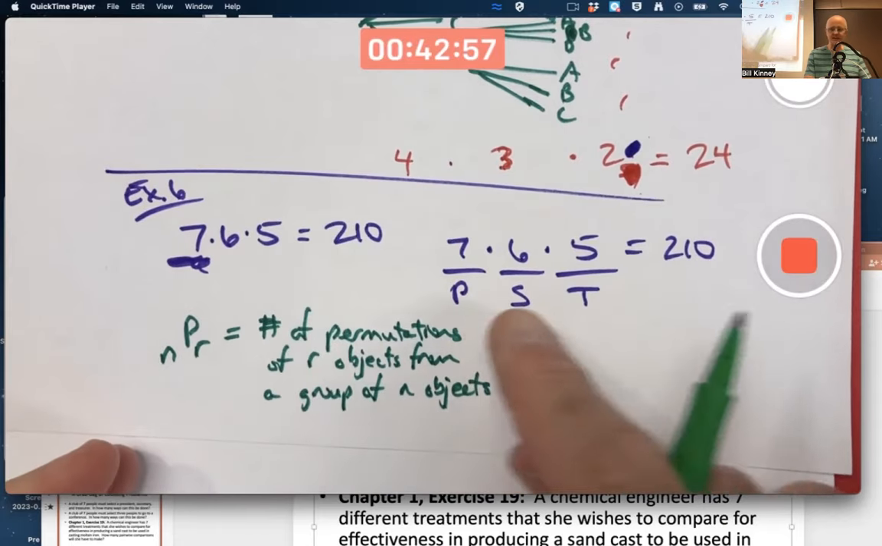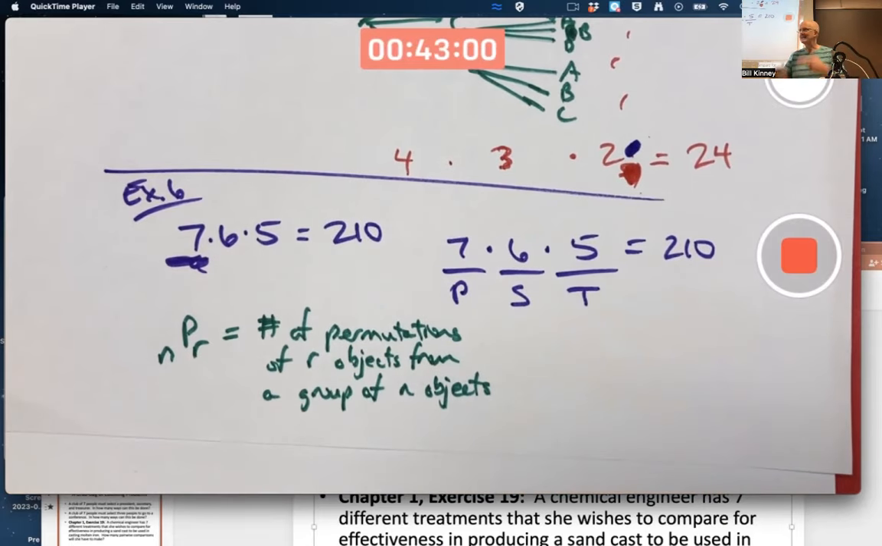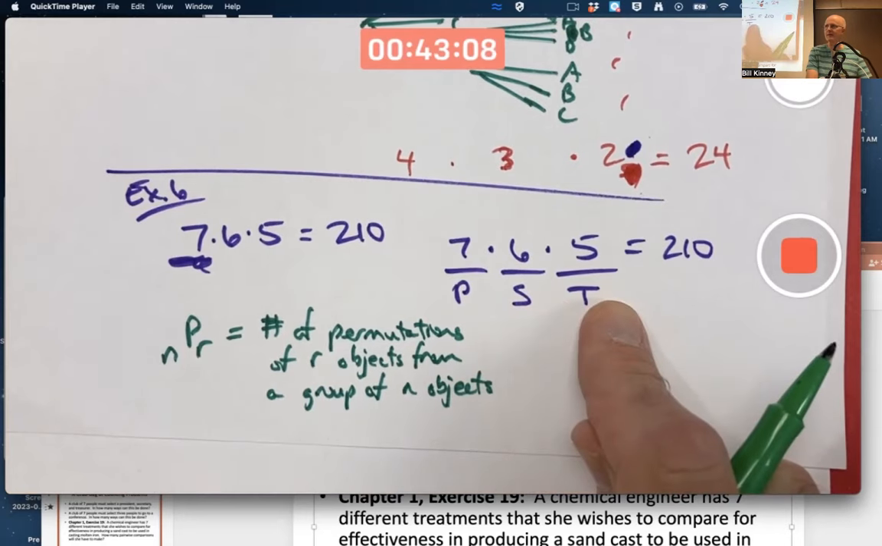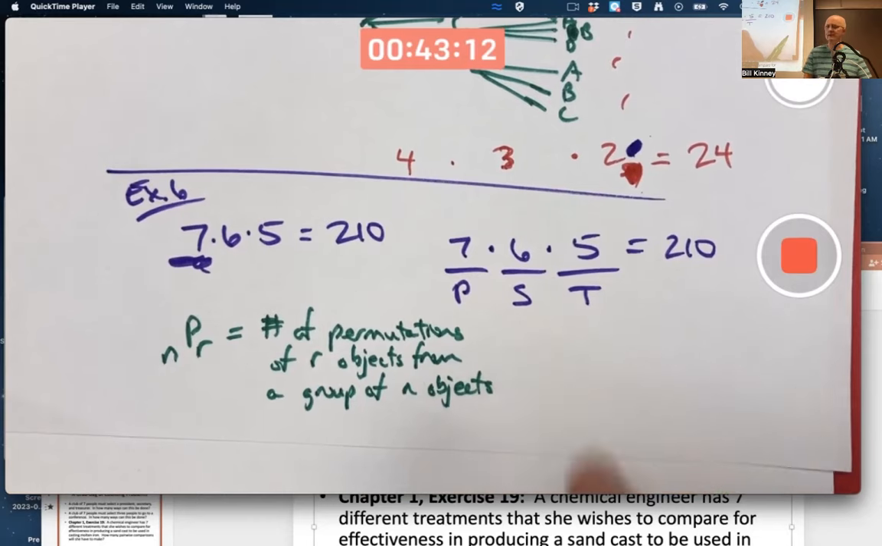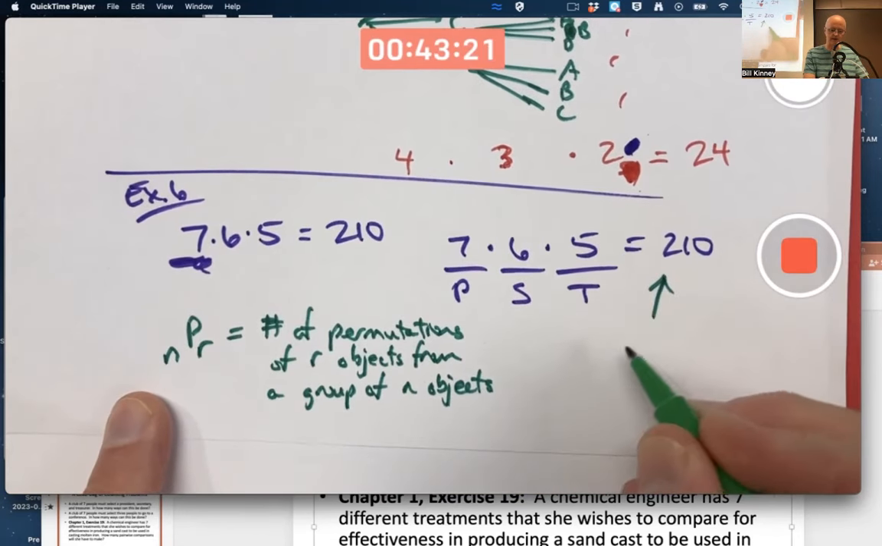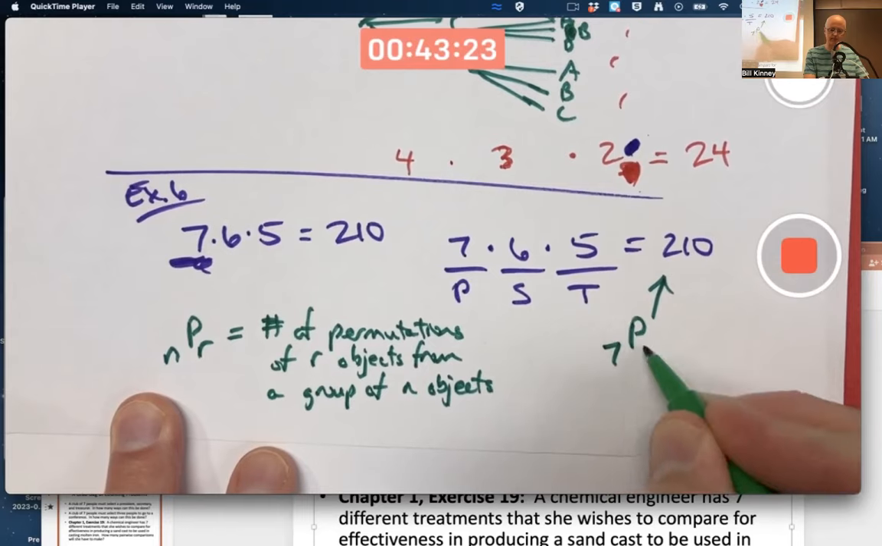In choosing the president, secretary, and treasurer, we had 7 people, 7 objects. Sorry to treat people like objects, but okay. And we're choosing 3 of them for president, secretary, treasurer. We're creating a permutation of 3 objects from a group of 7. This 210 that we just found here is 7P3.